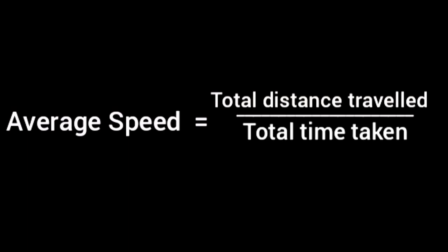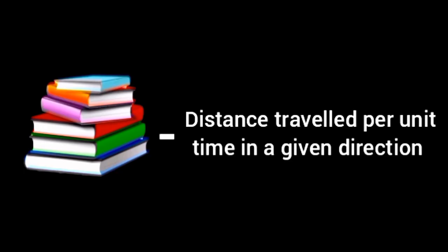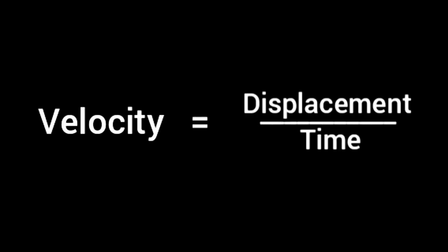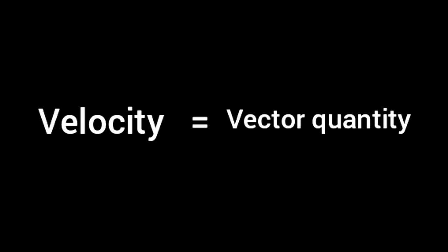Now we have the concept of average speed. It is calculated by dividing total distance covered by total time taken. Velocity is basically speed with direction. The definition says that the distance traveled by a body per unit time in a given direction is known as its velocity. So velocity equals displacement divided by time. Displacement is a vector quantity, so velocity is also a vector quantity.